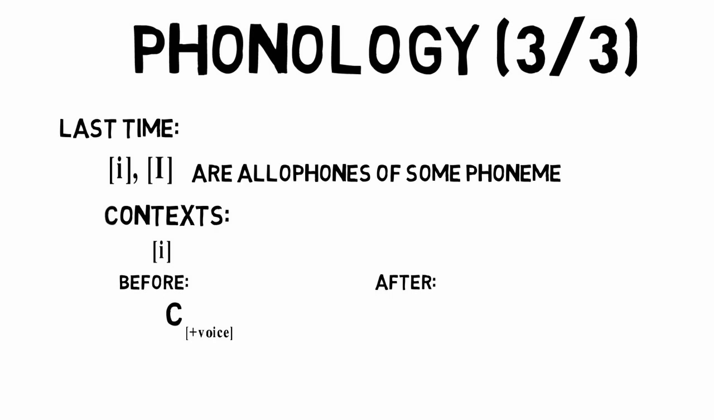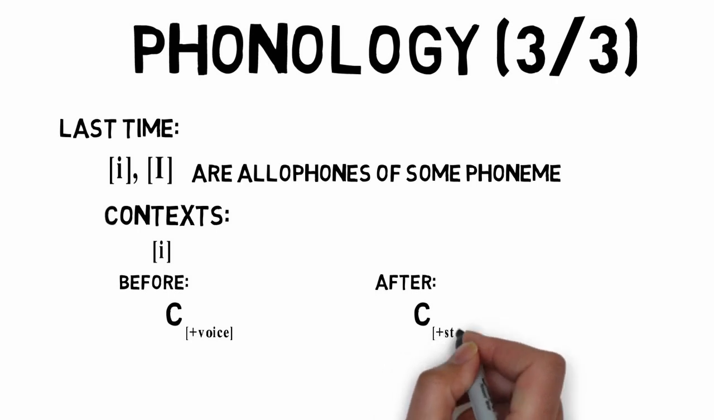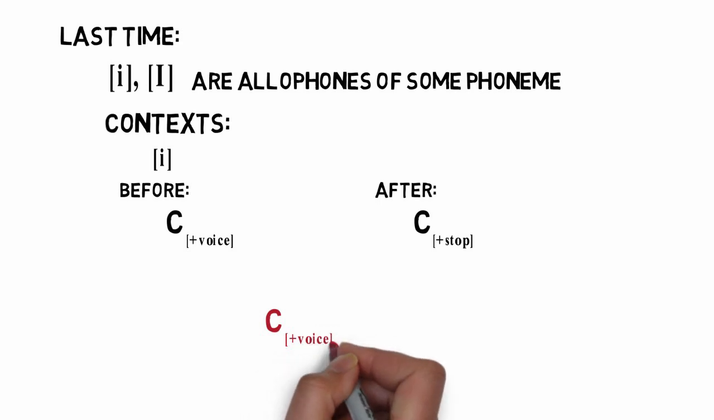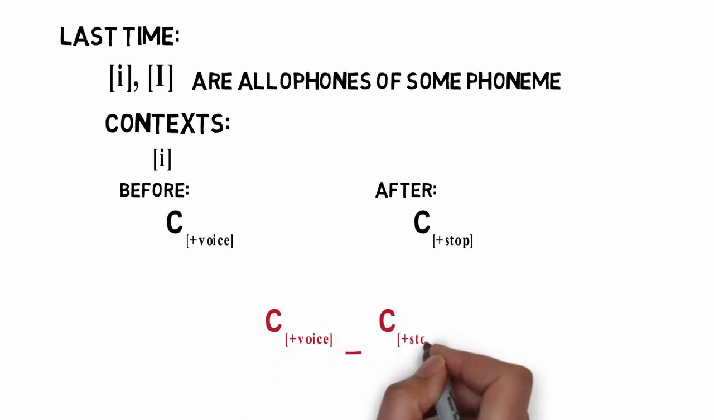Looking at the stuff after E, we have N, M, K, and G. These are all consonants, but they're not all voiced like last time. They also don't seem to share a place, but they are all stops, even though some are oral and some are nasal. Let's note these as C plus stop. For E, we can then create a single general context of C plus voice before and C plus stop after. Remember again that the underscore here represents where the E occurs.